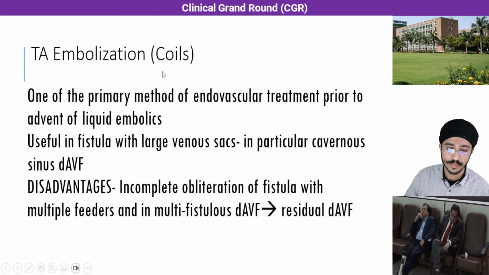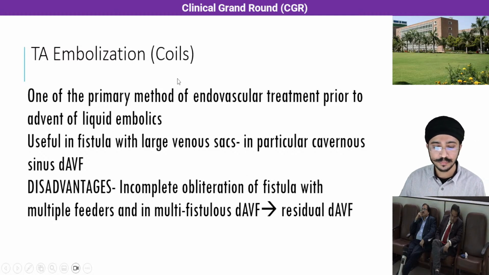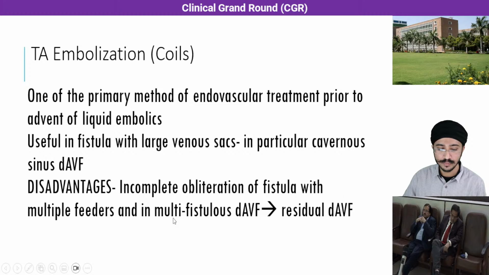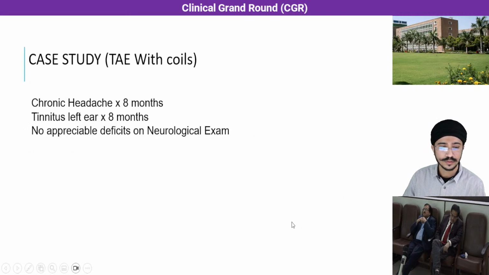Transarterial embolization with coils was one of the primary methods of endovascular treatment prior to the advent of liquid embolics. It was useful in fistulas with large venous sacs and in particular cavernous sinus dural AVFs. However, its disadvantage is that it can result in incomplete obliteration of the fistula. In a fistula with multiple feeders, and in multifistulous types of dural AVF, it can result in residual lesions being present.